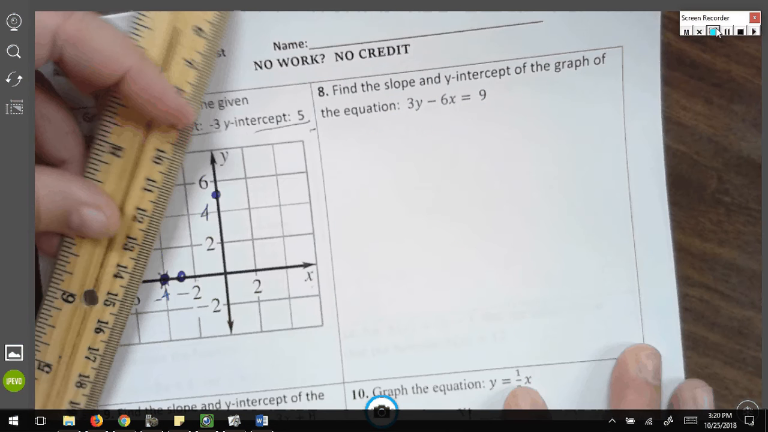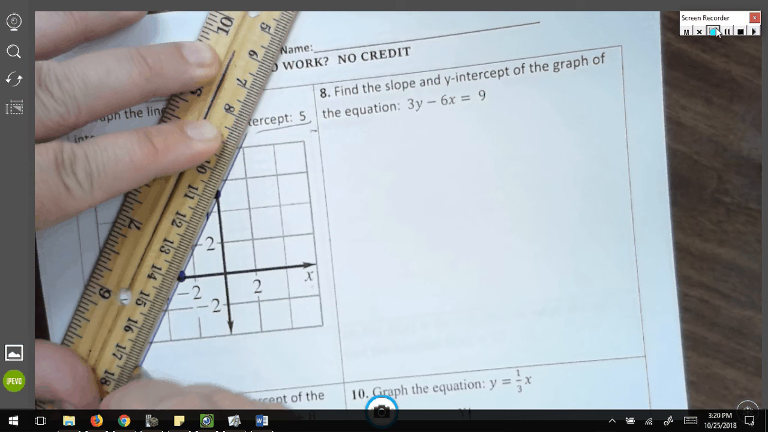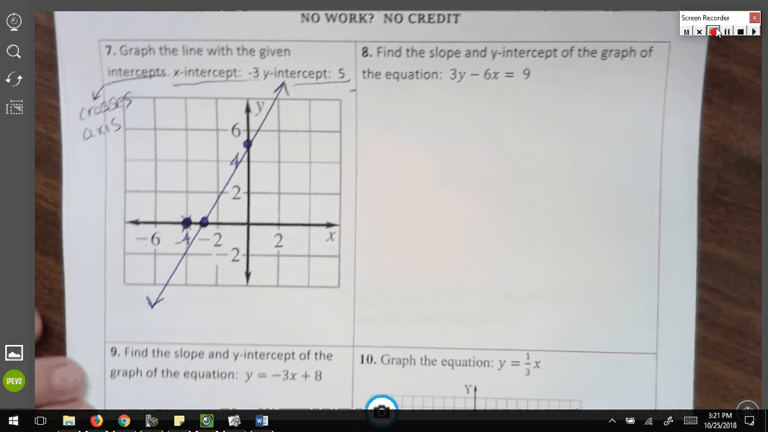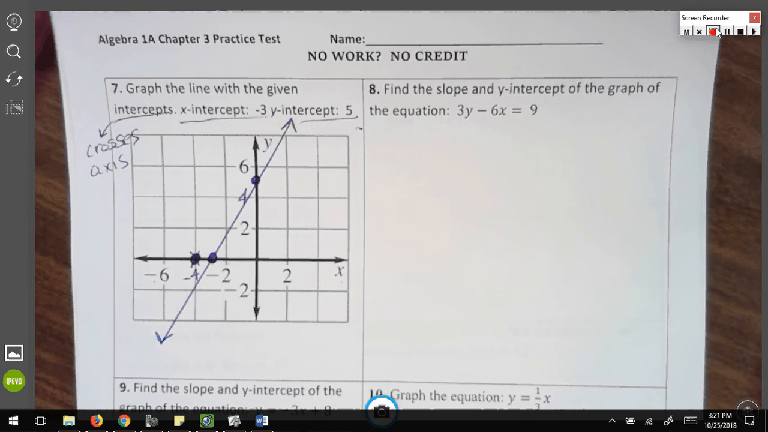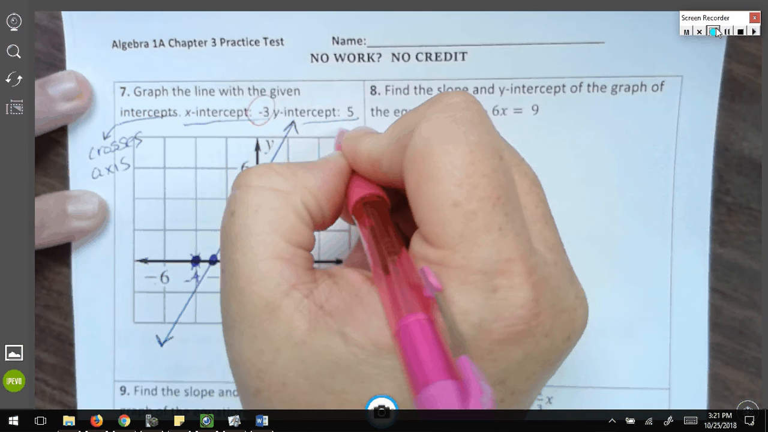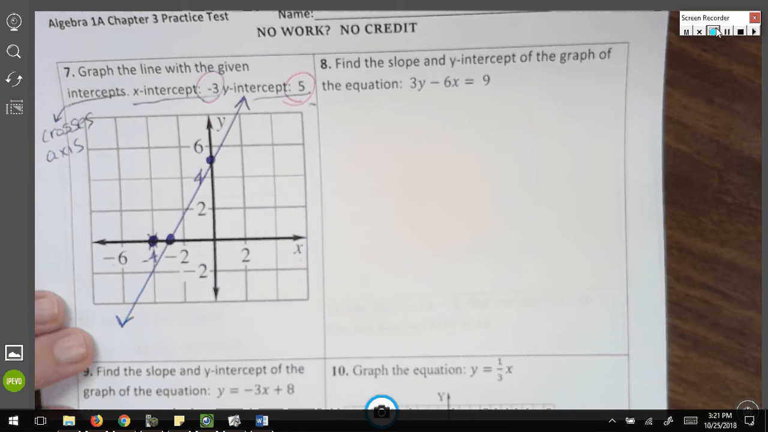Again, I want to connect these. Use my straight edge. And so there's what your line should look like, okay? So remember, this is not the point -3, 5, okay? This says that it's crossing the x-axis at -3 and then it's crossing the y-axis at 5. So those are 2 different points. You need 2 points to graph a line.